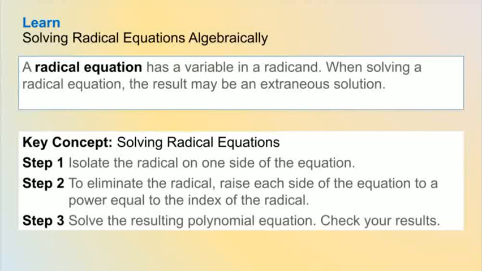The steps to solving radical equations. Step 1, isolate the radical on one side. So get the radical by itself. To eliminate the radical, raise each side of the equation to a power equal to the index. So if you have a square root, you square that side. If it's a cube root, you cube that side. In step 3, solve the resulting polynomial equation and check your results.